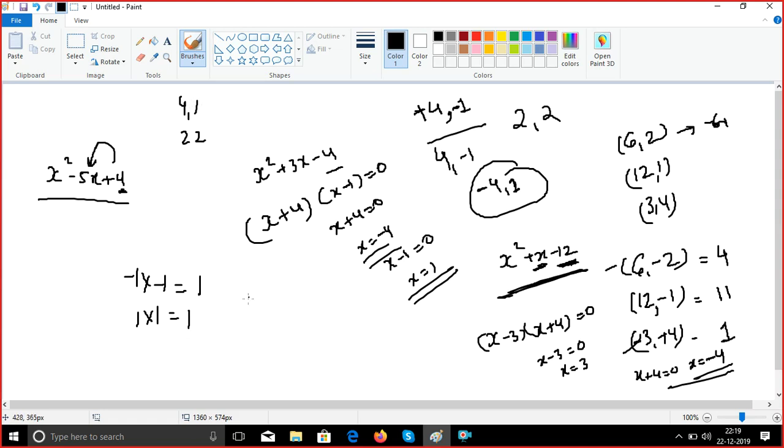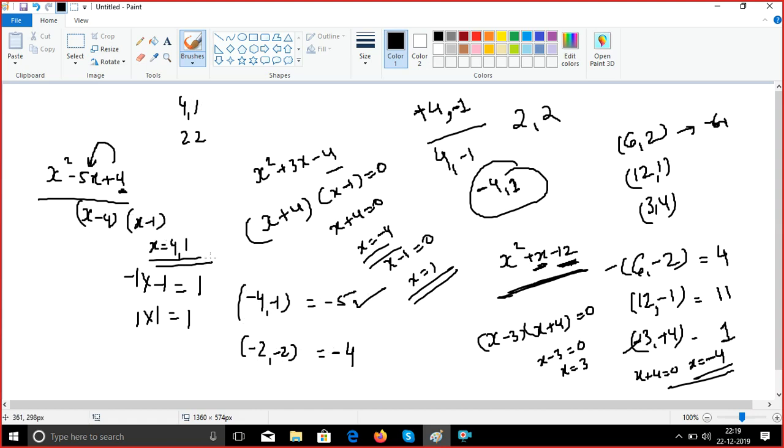So factors are minus 4 and minus 1, and minus 2 and minus 2. Now just add them. Minus 4 minus 1 gives you minus 5. Minus 2 minus 2 is minus 4. That means this one is correct. And the factors are x minus 4 and x minus 1. And values of x are 4 and 1. Is this clear?